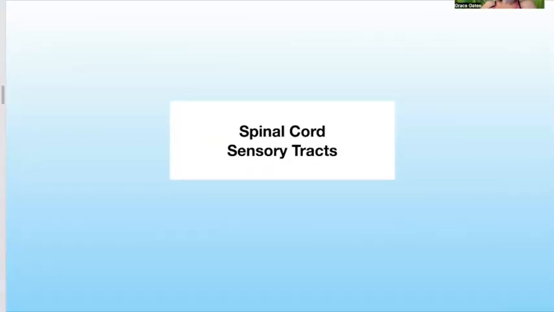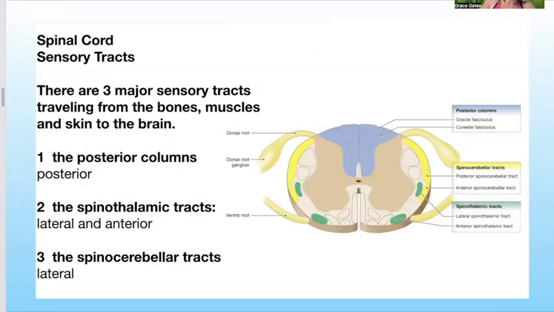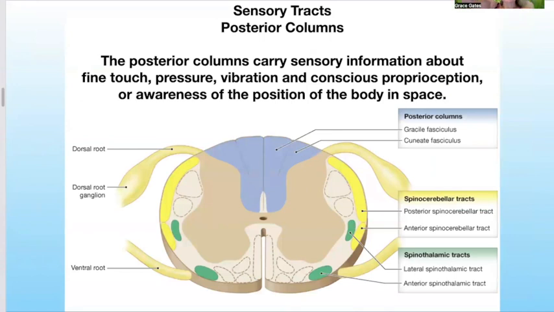So now, spinal cord sensory tracts. There are 3 major sensory tracts traveling from the bones, muscles, and skin to the brain. These are the posterior columns, found in the posterior of the spinal cord, the spinothalamic tracts found in the lateral and anterior spinal cord, and the spinocerebellar tracts, which are found in the lateral spinal cord. The posterior columns carry sensory information about fine touch, pressure, vibration, and conscious proprioception, that is, awareness of the position of the body in space.